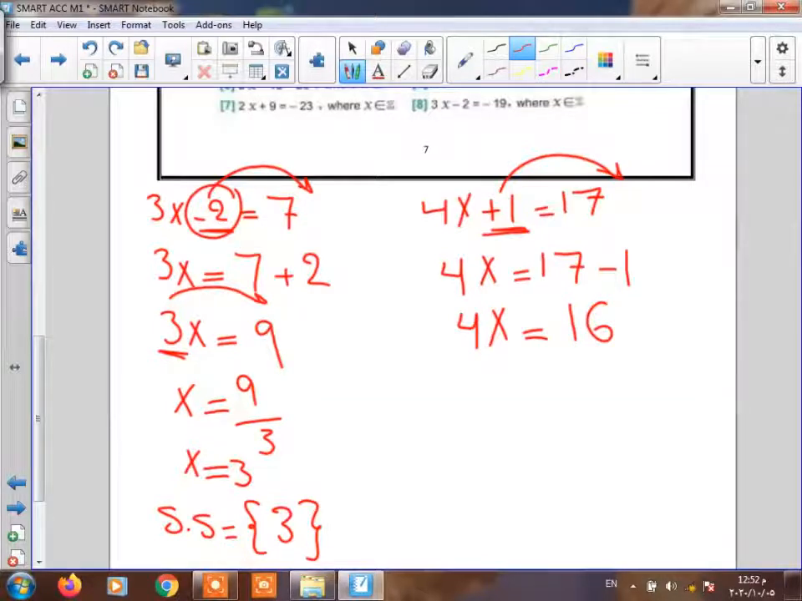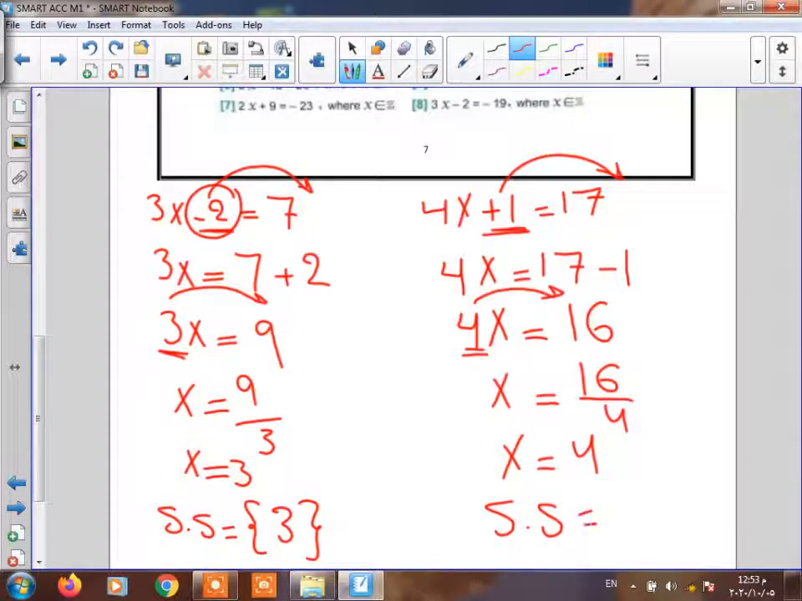Then what is the meaning of 4x? 4 times x. I need to change the place of 4, put it in the other place, and change from times into divided. So x equals 16 divided by 4. So x equals 4. That means the solution set equals open two braces and write 4.